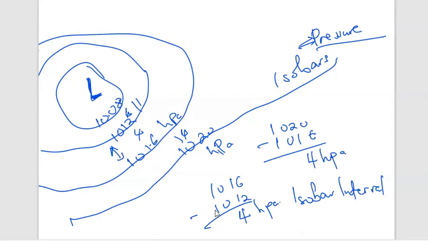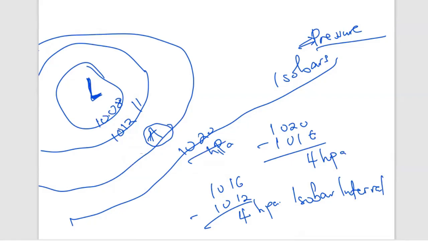And that is going to help you to determine, for example, if there is a missing value, and the question is asking you to determine the value of that isobar whose pressure is not indicated. Like for example here, there's 1008 inside the low pressure cell, close to the middle of the low pressure cell. Then there's 1012. Then this one is missing. It's letter A. The question says determine the pressure of isobar A. Then there's 1020. Automatically you can figure out from the sequencing of the isobars.